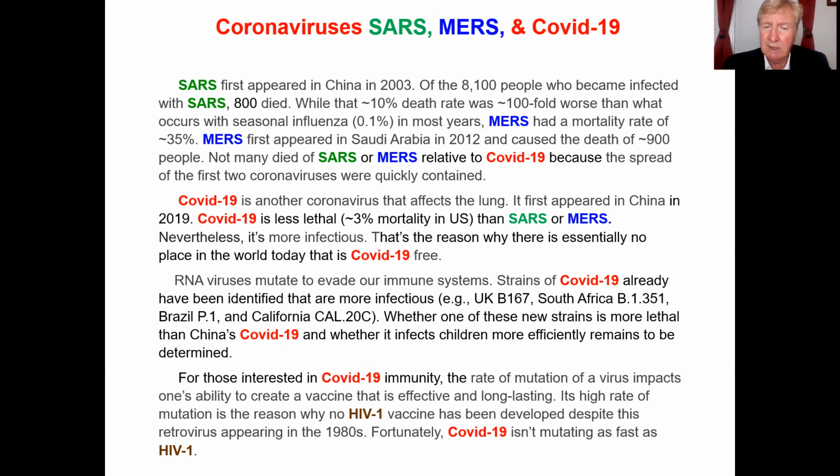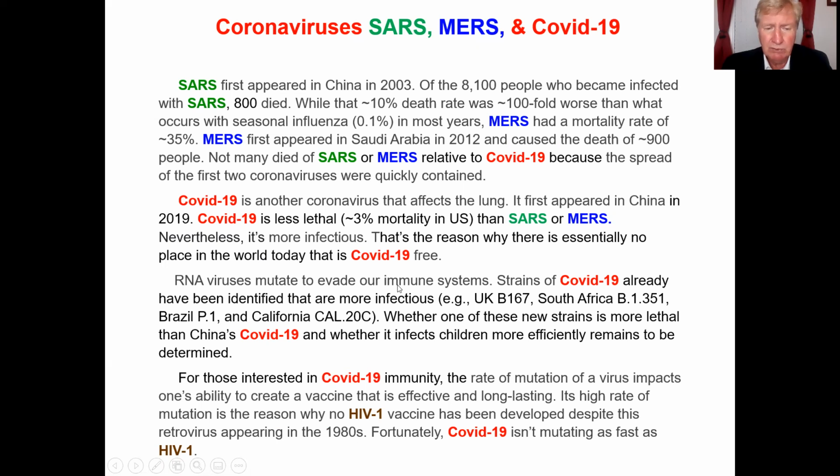Well, COVID-19 is another coronavirus that affects the lung. It first appeared in China in 2019, and that's the reason why it's called COVID-19. It isn't the 19th coronavirus, as one of President Trump's advisors concluded. It's just because it appeared in 2019. Now, with COVID-19, we're fortunate, it's less lethal. Its mortality rate is about 3%. Nevertheless, it's more infectious, and that's the reason why there's essentially no place in the world today that is COVID-19 free.